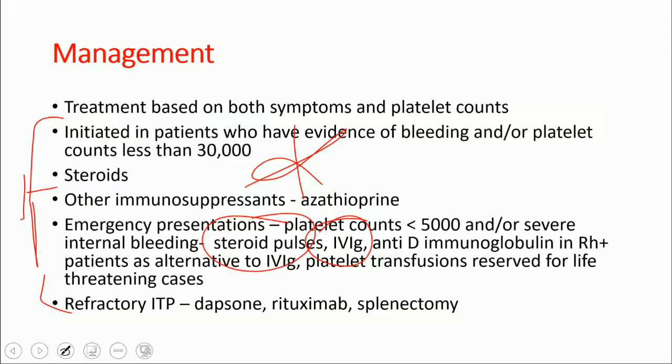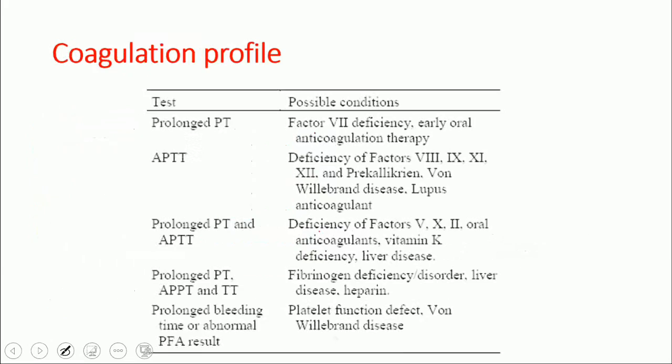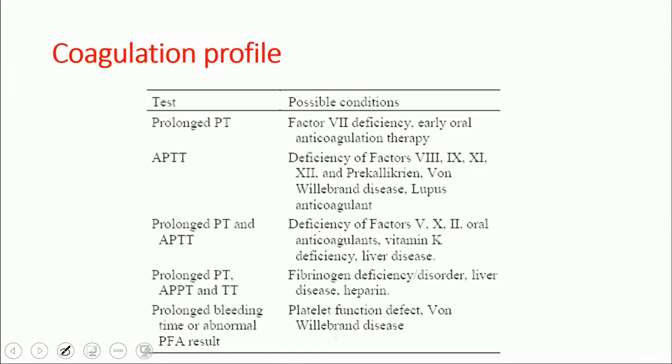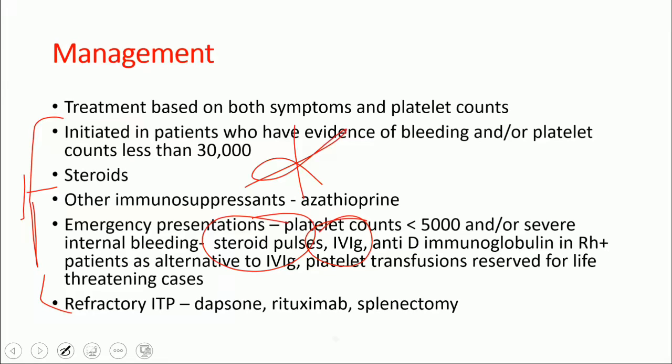So methylprednisolone pulse therapy, that is what we use. And also, this is the only indication for platelet transfusion in ITP. In an ITP patient otherwise, there's no point, because the moment you give platelets, 6 hours later they are going to be gone. But in an acute setting, when they are bleeding and in an emergency, then you do give platelet transfusions. Anti-D immunoglobulin is very rarely used.